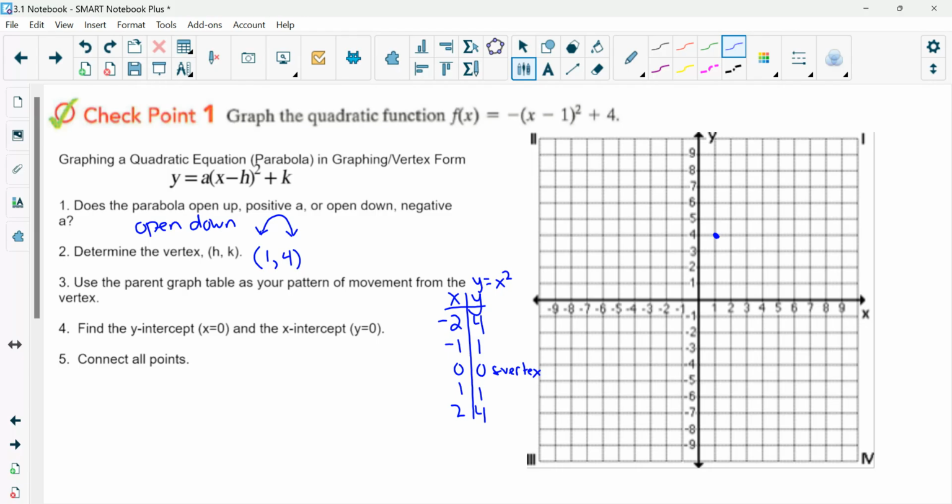So now I'm just using those movements from that point. So this is left 1, and since I'm opening it downward, it's going to be down 1 from the vertex. So here's my new point. I'm going left 1 and down 1. Again, I'm going down because it's opening downward. And then we'd have the mirror image on the other side. I'm going right 1 and down 1 also.